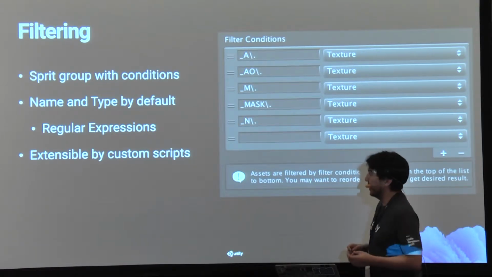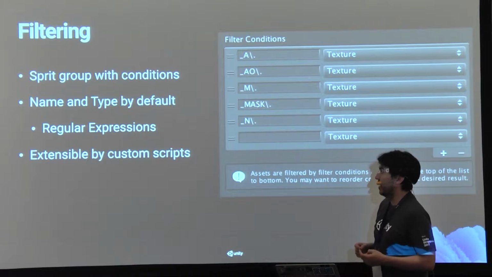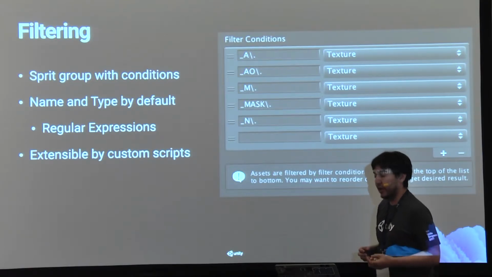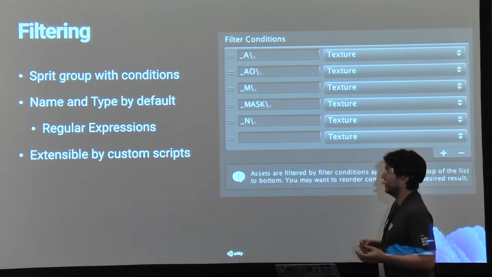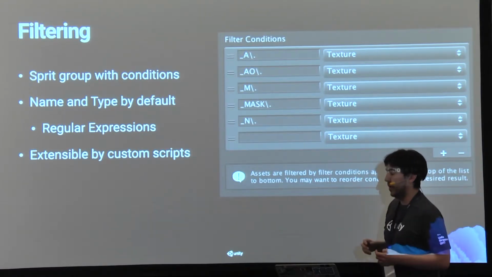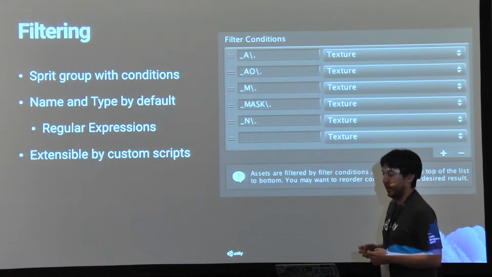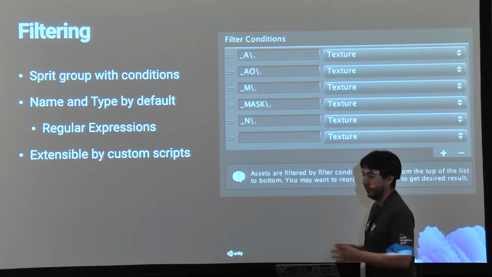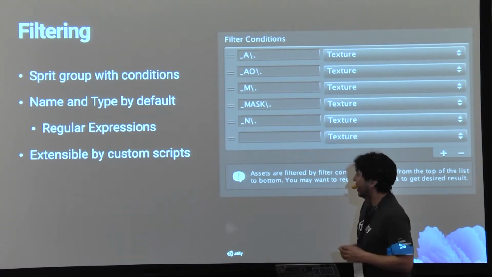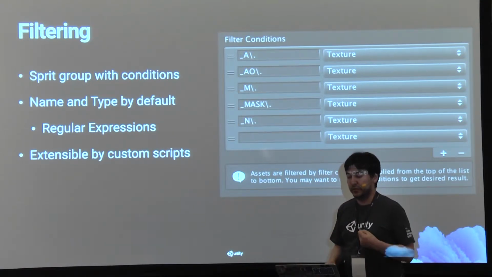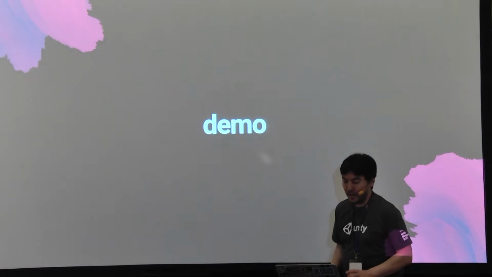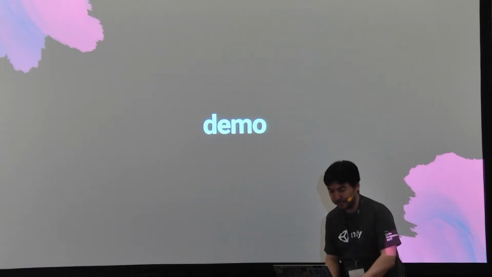But this filtering you can extend in the way that you want to with a very simple custom script. So you can extend this to say I want the texture with alpha, and I only want a texture with alpha, and you have your custom filter. You can add this and get the texture only with alpha. Okay, so let's get into the actual demo.